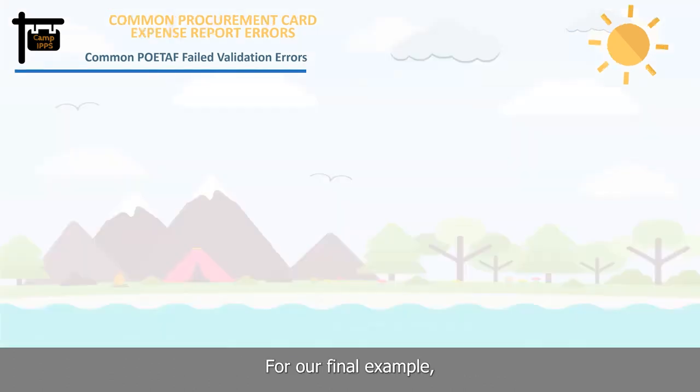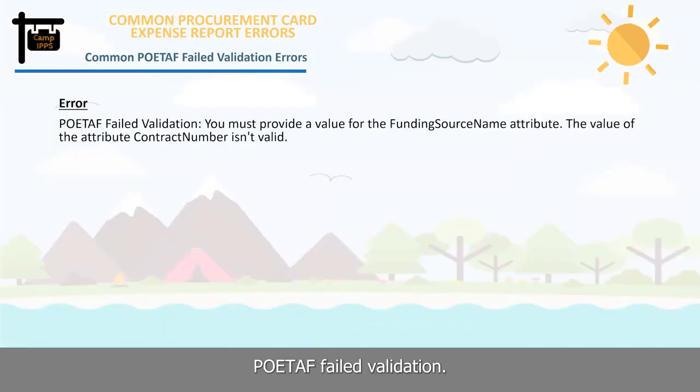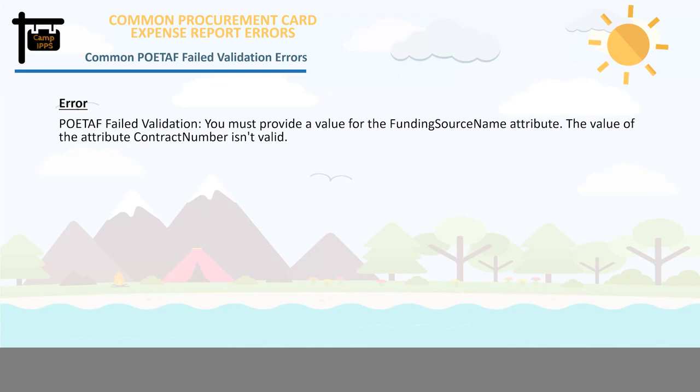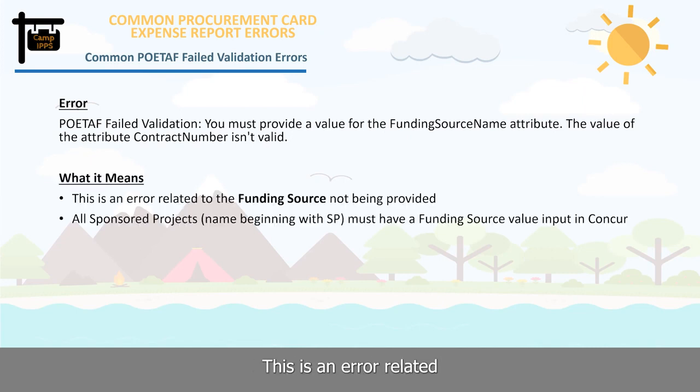For our final example, POTAF fail validation. You must provide a value for the funding source, name, attribute. The value of the attribute contract number isn't valid. So what does this mean? This is an error related to the funding source not being provided. All sponsored projects must have a funding source value input in Concur.